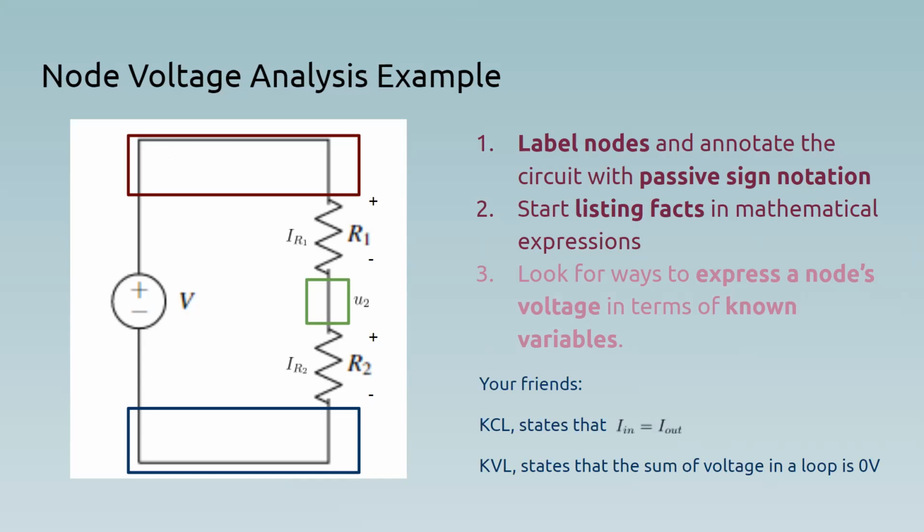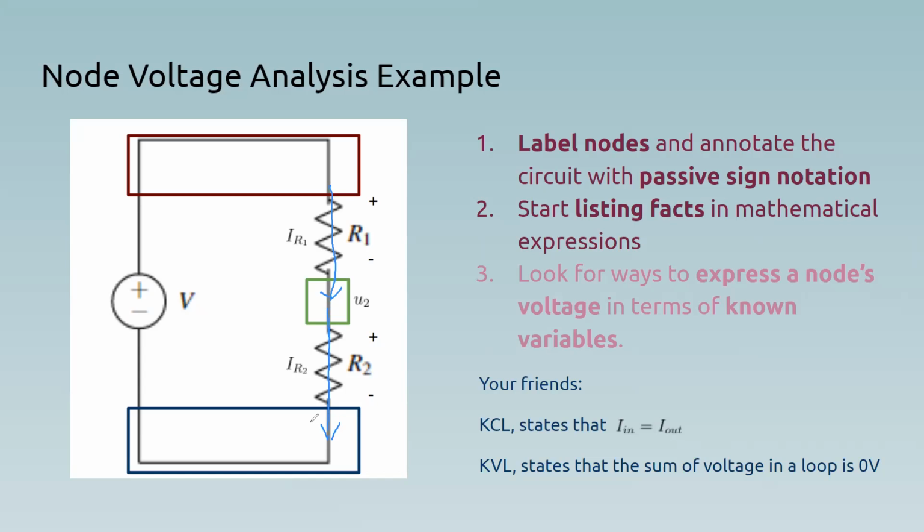One of them is called Kirchhoff's current law, which states that the current that goes into one node is equivalent to the current that goes out of one node. So for example, the current that goes into U2 is equal to the current that goes out of U2, which would allow us to say that the current across resistor 1 is actually equal to the current across resistor 2.